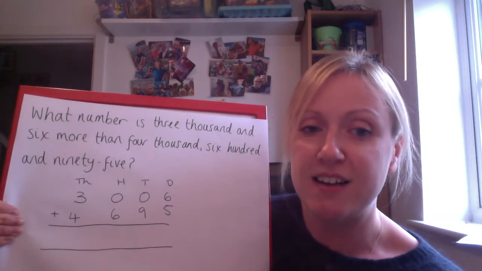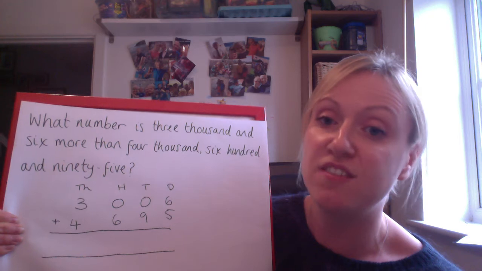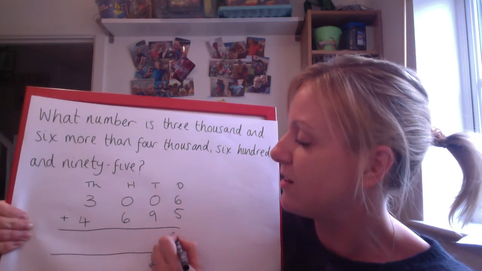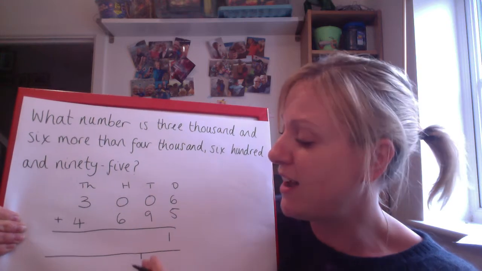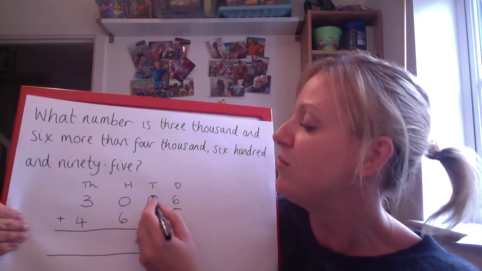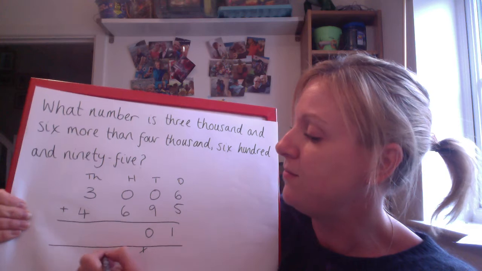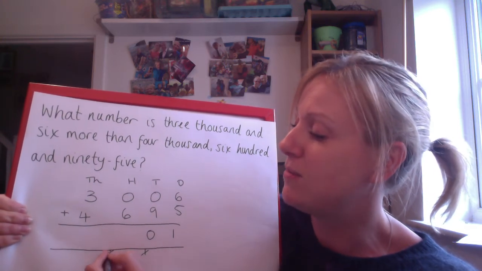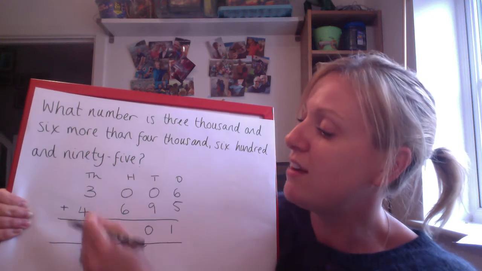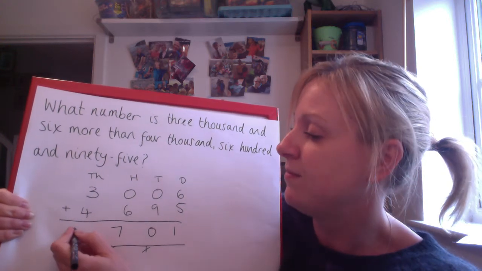Okay, 6 add 5 is nearly 5 add 5, but it's one more. So my answer is going to be 11. 0 add 9 gives me 9. Add my 1 at the bottom, I'm going to cross that off. My 1 at the bottom gives me 10. 0 add 6 gives me 6. Add my 1 at the bottom, 7. And 3 add 4 is also 7.